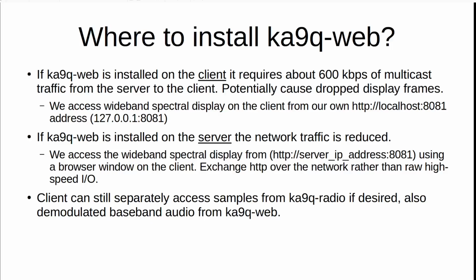If KA9Q Web is installed on the server, then we don't need to multicast that traffic over our network. We access the wideband spectral display using HTTP on our local network, and that's significantly reduced bandwidth on the network. The client can still separately access samples from KA9Q radio if we've set up various demodulators on it. But we can also demodulate baseband audio using the wideband spectrum display client if we choose to.